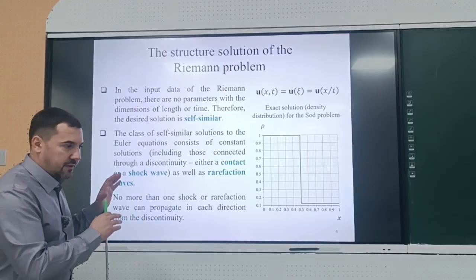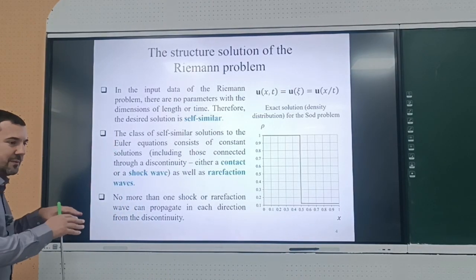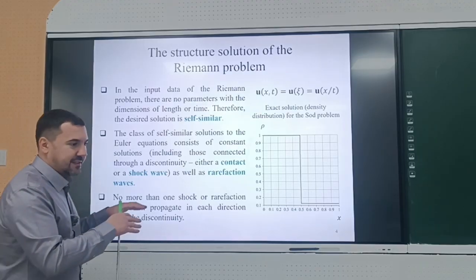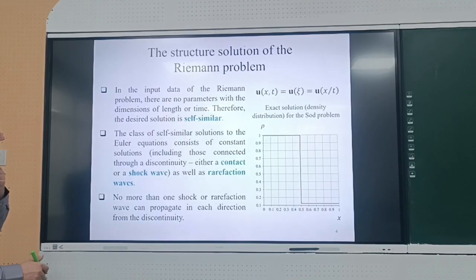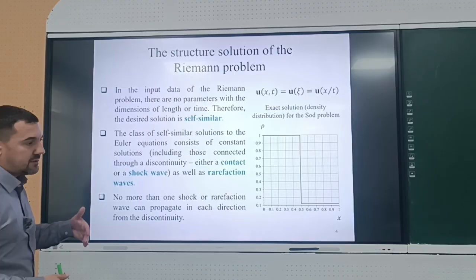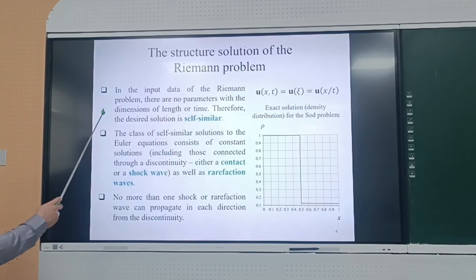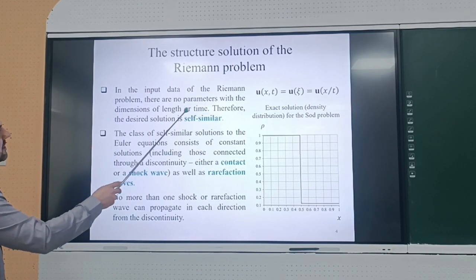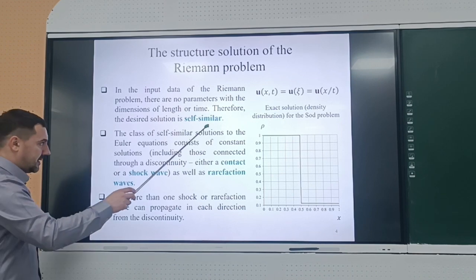So for sure it should be, but there should be some balance between practical needs and mathematically rigorous statements. Anyway, there are the following items that indicate the structure of the Riemann problem solution. In the input data of the Riemann problem, there are no parameters with the dimensions of length or time. Therefore, the desired solution is self-similar.